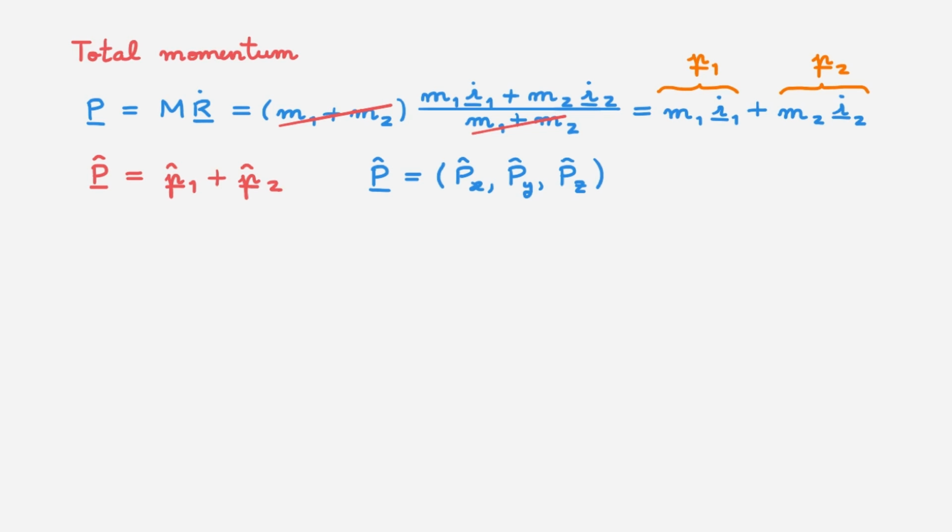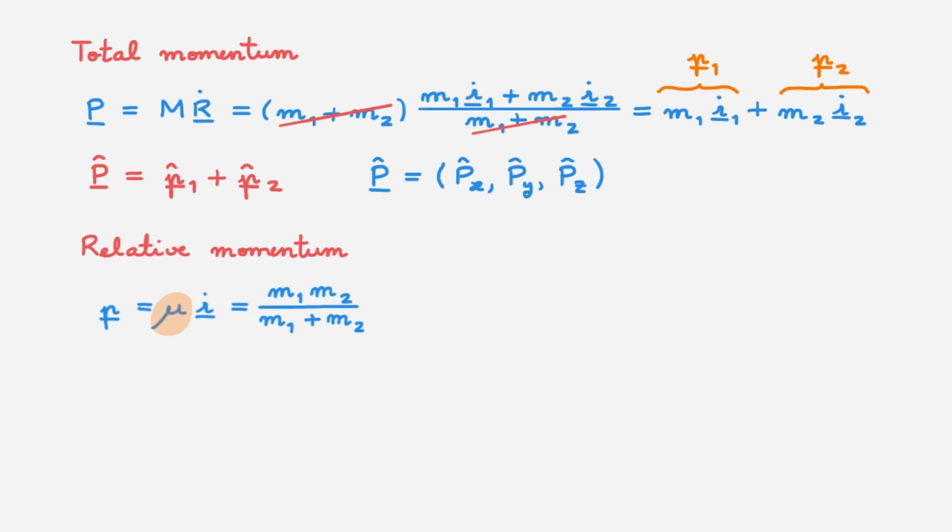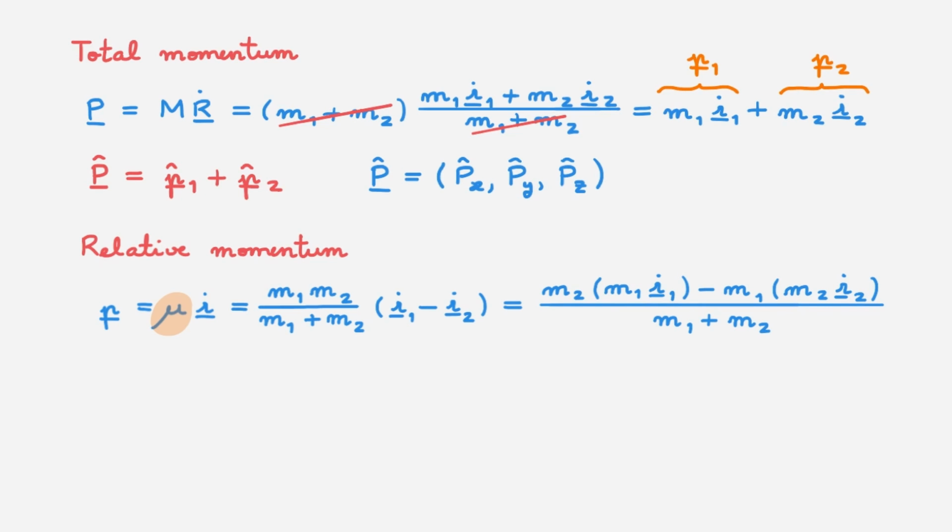The next quantity, as you may suspect by now, is the relative momentum. In classical mechanics, we label it with lowercase p and set it equal to mu times the time derivative of the relative coordinate. This mu here is called the reduced mass and is given by m1 m2 over m1 plus m2. We then also have the time derivative of the relative coordinate. Reorganizing this expression, we get this. And now this term in brackets is the momentum of particle 1, and this term in brackets is the momentum of particle 2. By analogy, we will now define the relative momentum operator in quantum mechanics.